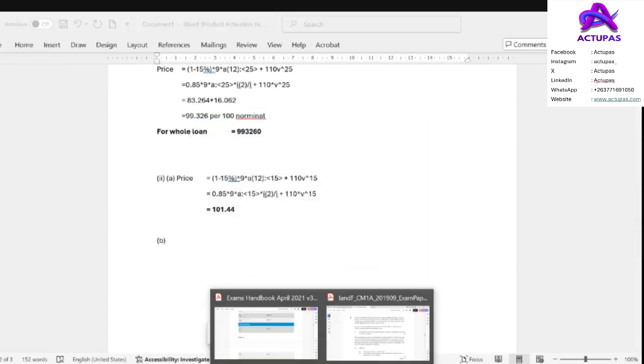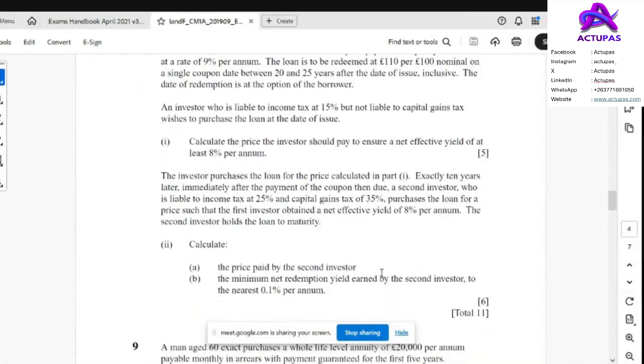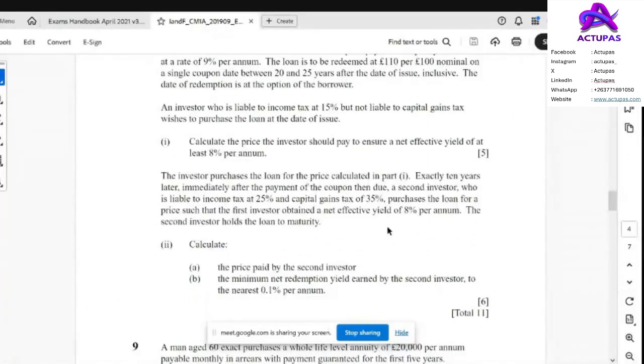Part B says: calculate the minimum net redemption yield per year by the second investor to the nearest 0.1% per annum. So the second investor, we've said that they have the income tax of 25% and then the capital gains tax of 35%, and this is for 15 years.